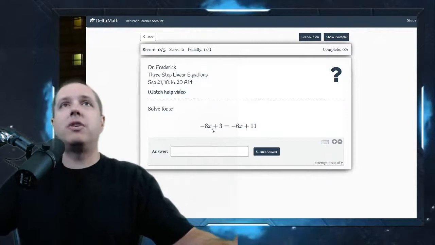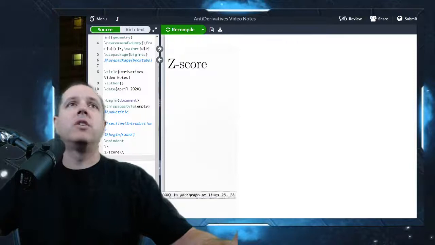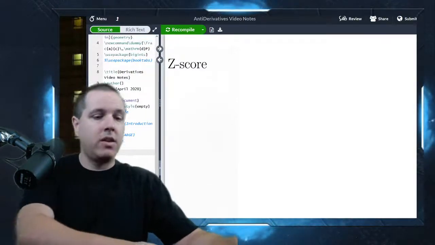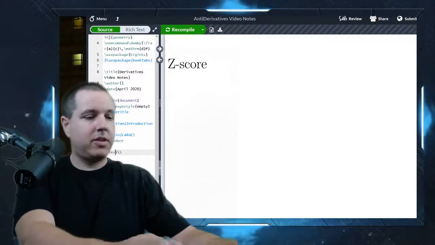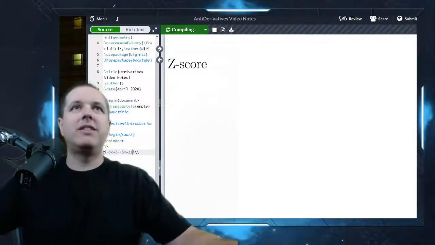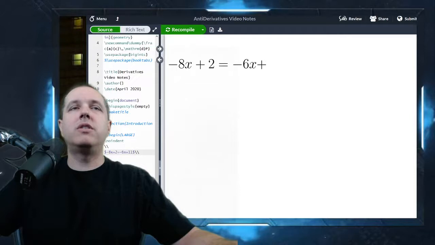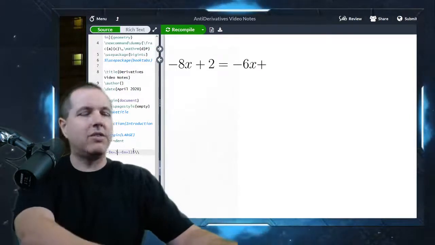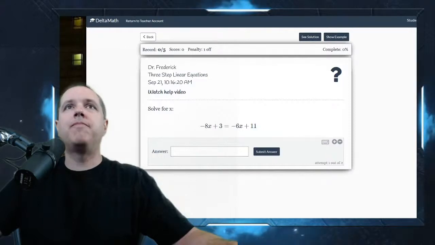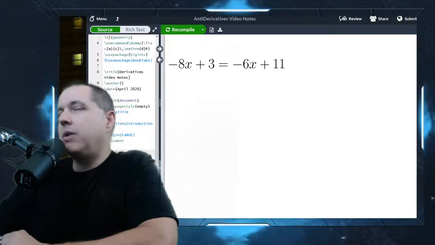Okay, so let's look at this one. Negative 8x plus 3 equals negative 6x plus 11. Let's see if I can remember that. Negative 8x plus 3 equals negative 6x, was it plus 11? No, I messed that up, didn't I? Negative 8x plus 3, oh, plus 3. I think I said 3, but then I wrote 2. Equals negative 6x plus 11. Okay, that looks right.